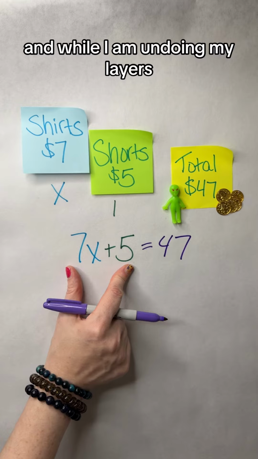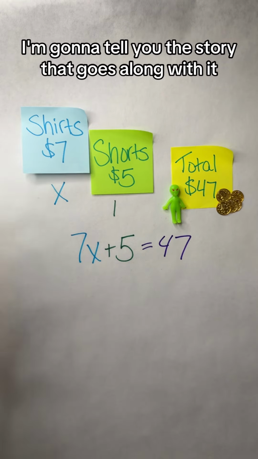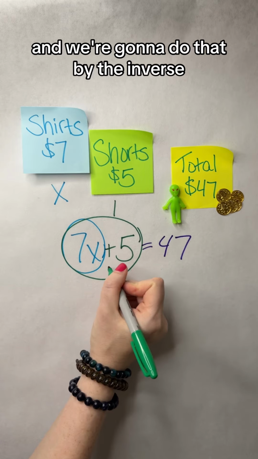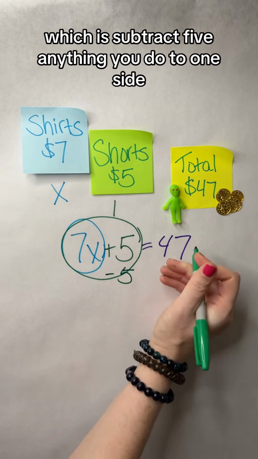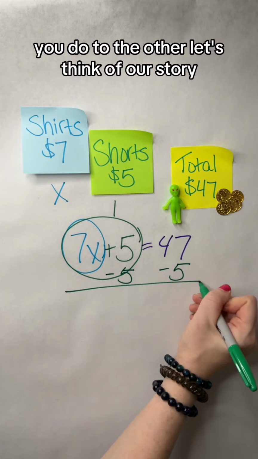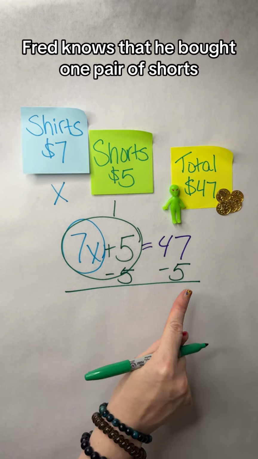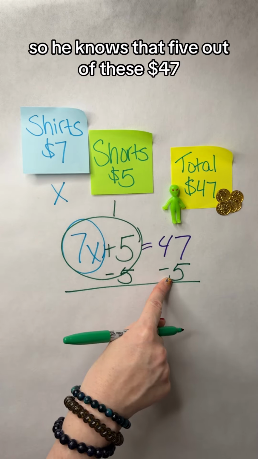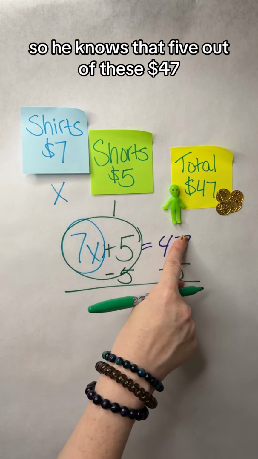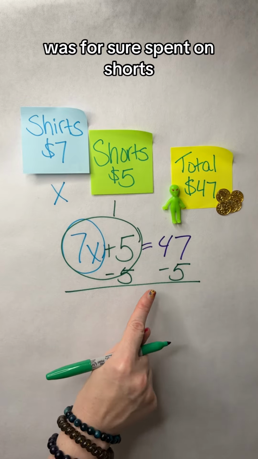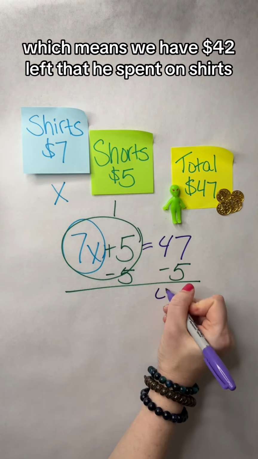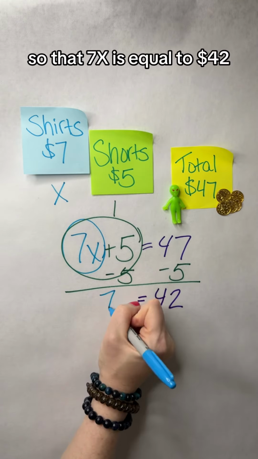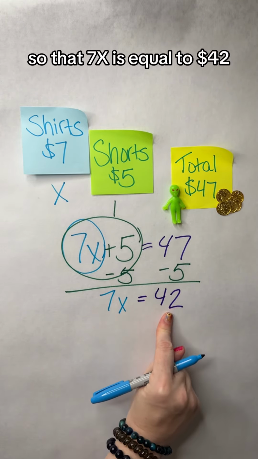And while I'm undoing my layers, I'm going to tell you the story that goes along with it because that might help it click. We are going to get rid of this plus 5, and we're going to do that by the inverse, which is subtract 5. Anything you do to one side, you do to the other. Let's think of our story. Fred knows that he bought one pair of shorts, and a pair of shorts is $5. So he knows that 5 out of these $47 was for sure spent on shorts, which means we have $42 left that he spent on shirts. So that's 7X is equal to $42.